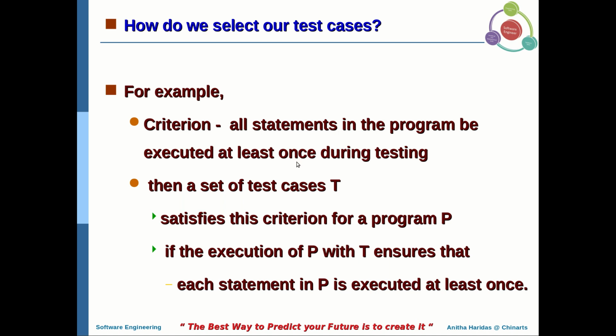Because you may be wondering why I mention all the statements here. Whenever you have lots of branching in your program, for one execution, all the statements will not be executed. Suppose you have a condition like if A greater than B, and you will have a true case and a false case. When you execute a program once, you will be executing either the true case or the false case. Both will not be executed in one execution.